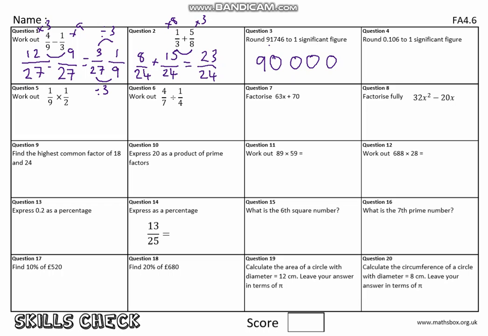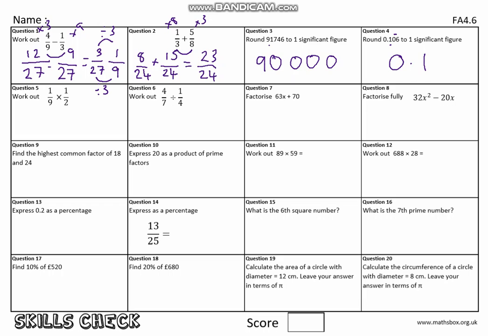This one's the same, it wants it to one significant figure, so that is our first significant figure. So 0.1, do we leave it at 0.1? Yes, we do, because the next number is a 0, it's not above 5. So to one significant figure, this would be 0.1.